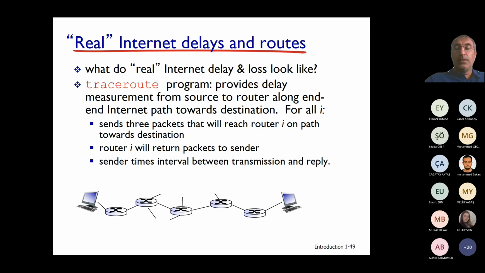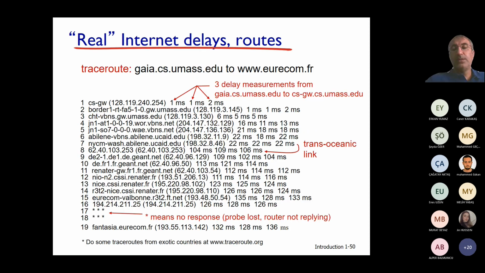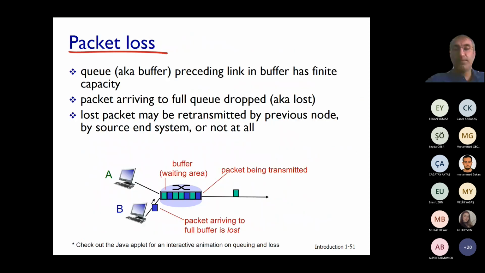How do we measure the real internet delays and routes? We use different kinds of protocols or programs. One of them is traceroute. Through traceroute, you can calculate these delays in the internet. And this is one snapshot of this traceroute. So you can check by yourself this kind of delays in the internet.